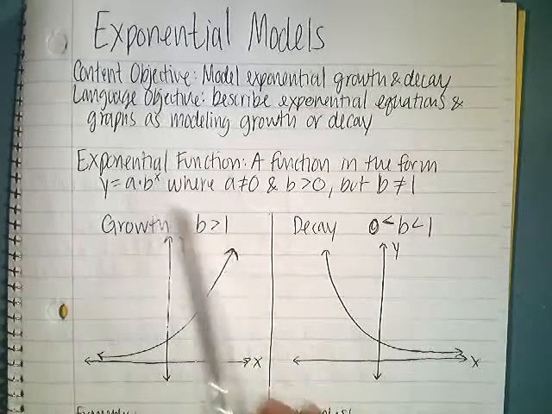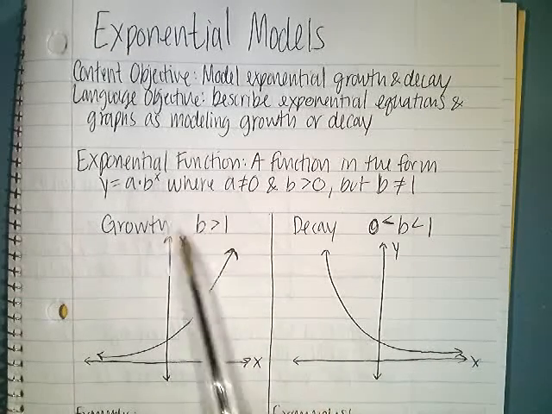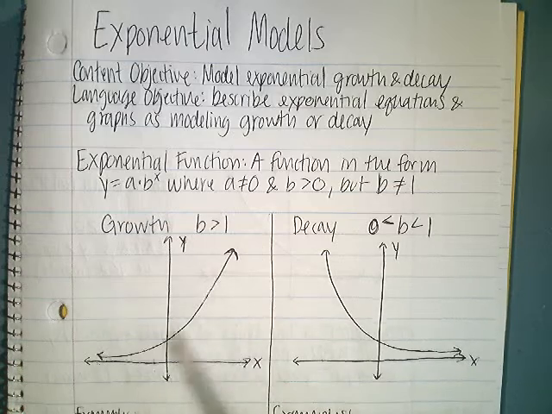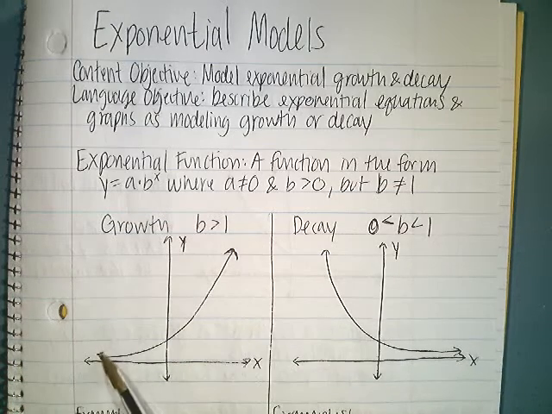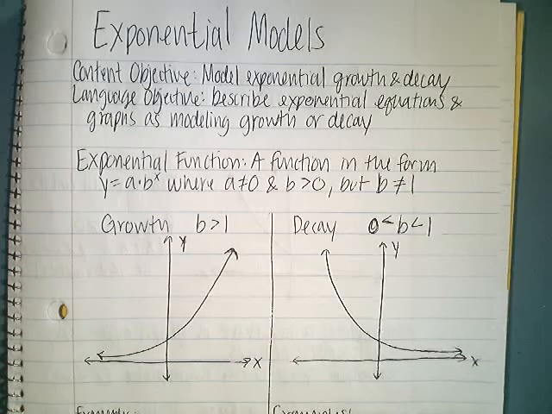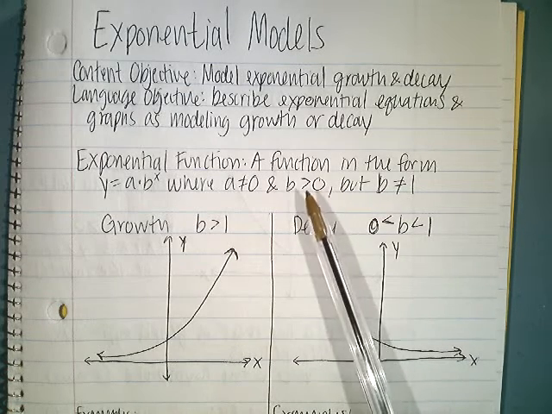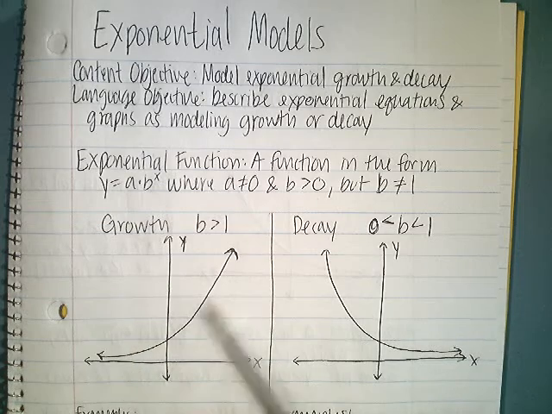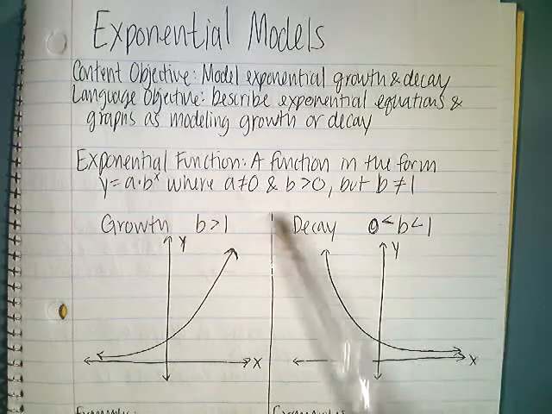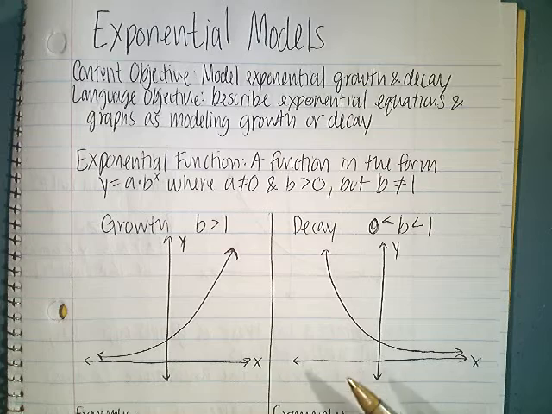If b, the base, is greater than 1, then you will have growth, or exponential growth, because your graph will be increasing as you go left to right. So exponential growth is when your graph is increasing from left to right. So since this graph is going up, you know that your base would have to be a value greater than 1. It would be growth.